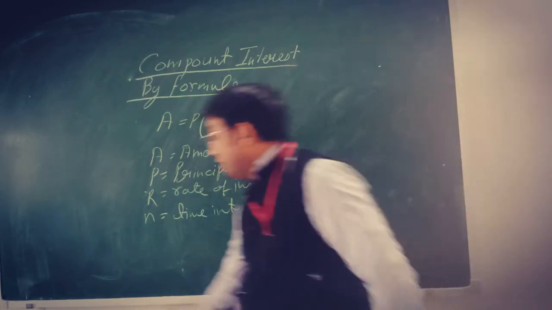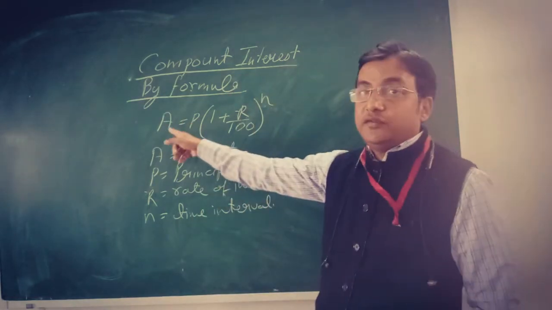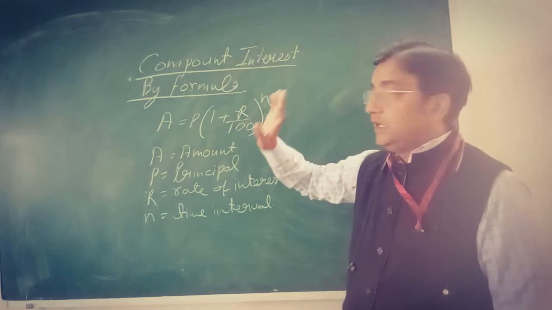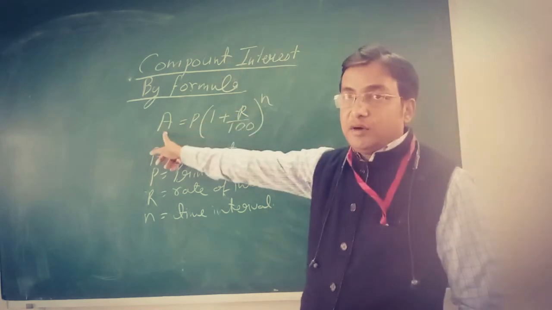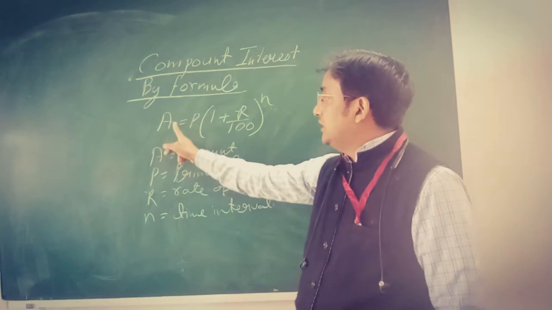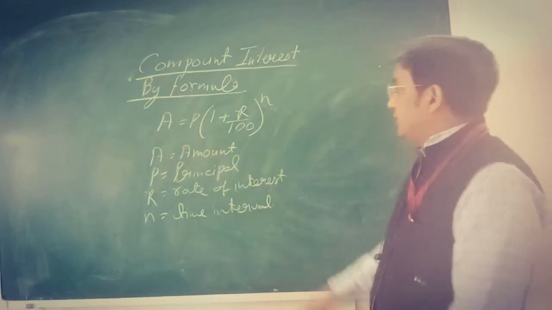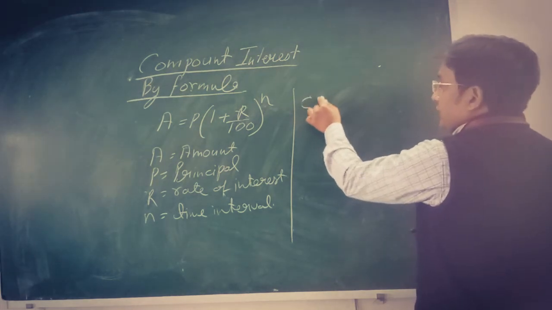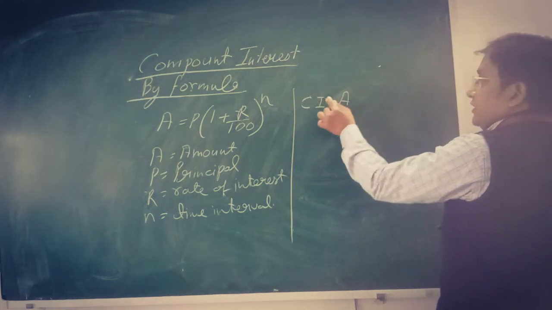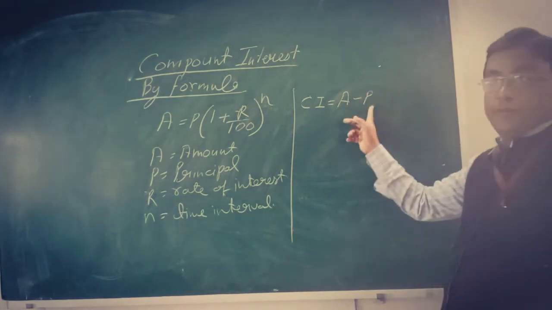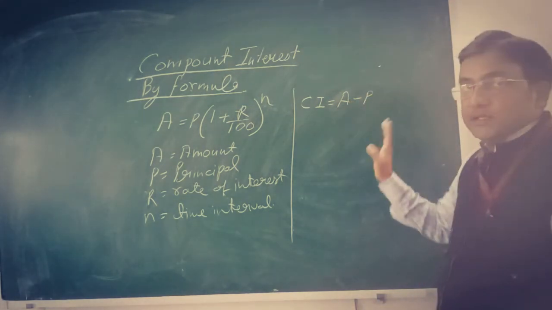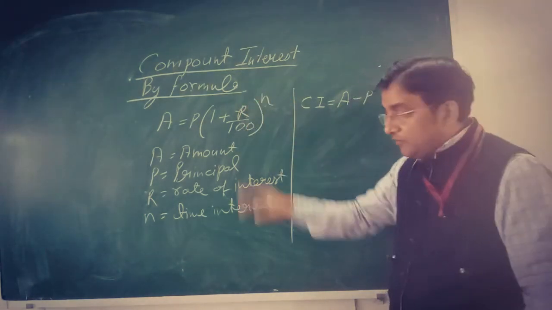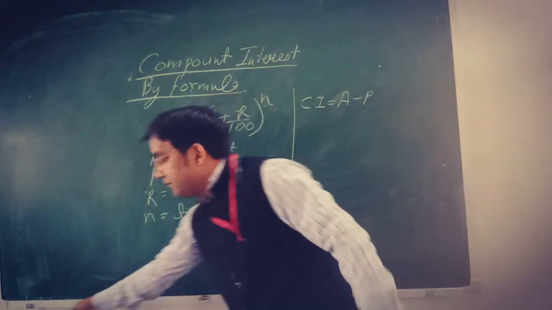Now, this formula is actually for finding the amount. It is not to find out compound interest directly. But after finding the amount, you can subtract the principal from that amount, and from there you can get the compound interest.